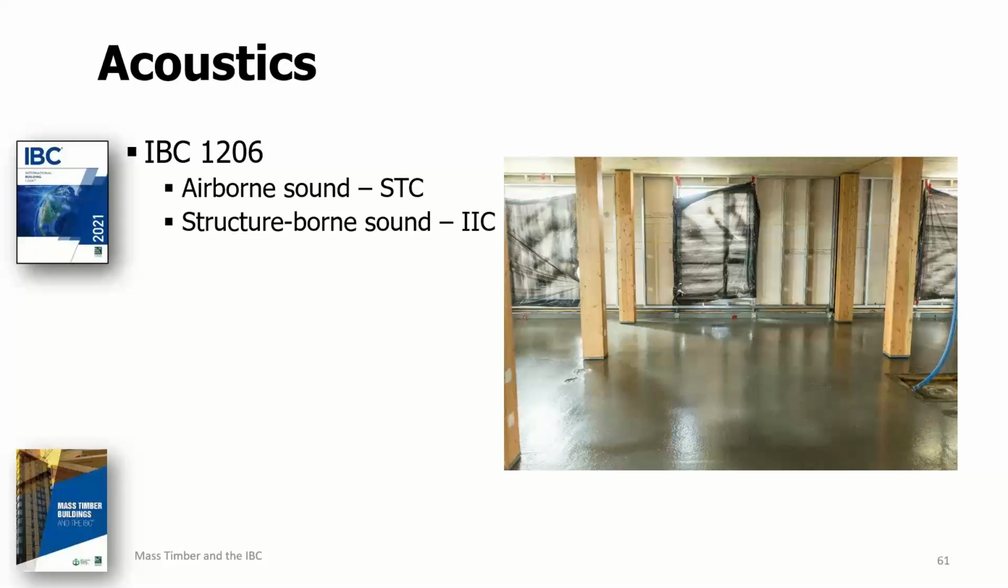Thus, wall and floor ceiling assemblies in the new mass timber construction types will also be subject to the sound transmission provisions of IBC Section 1206. These provisions apply to wall and floor ceiling assemblies that separate dwelling units and sleeping units, or that separate such units from interior public areas, regardless of construction type.